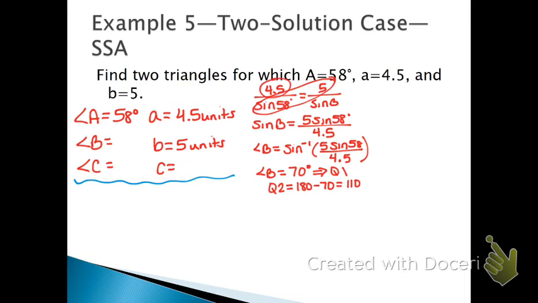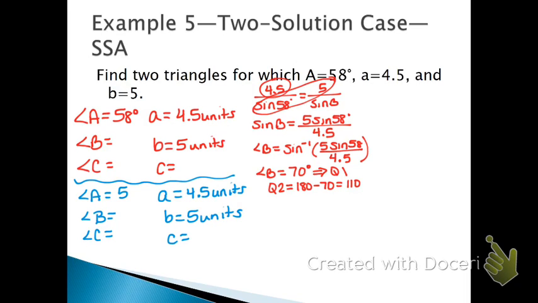All right, so if I had a second triangle here, I'm going to write it below it, I would know that angle A, side A, and side B are still going to be the same. Now, I didn't write it yet on the first one. I could go ahead for that first one, and we said in quadrant 1, angle B was 70 degrees, correct? Yes. But in quadrant 2, we said angle B was 110 degrees.